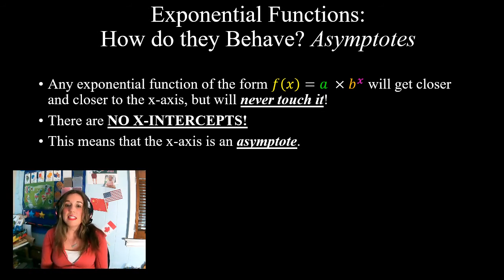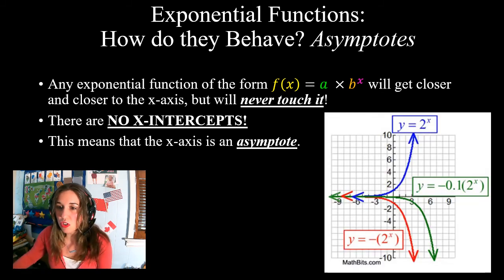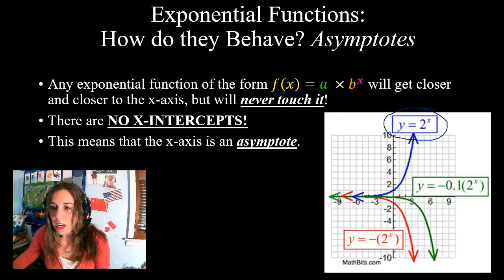This means that the x-axis is an asymptote. An asymptote just means a line that your graph never touches. So if our graph is never going to touch the x-axis, then the x-axis is an asymptote. All right, so let's look at some graphs for a second so you can see what I'm talking about. Here I have 3 exponential functions of the form a times b to the x. The first is y equals 2 to the x. The second is y equals negative 0.1 times 2 to the x. And the last one is y equals negative 2 to the x.